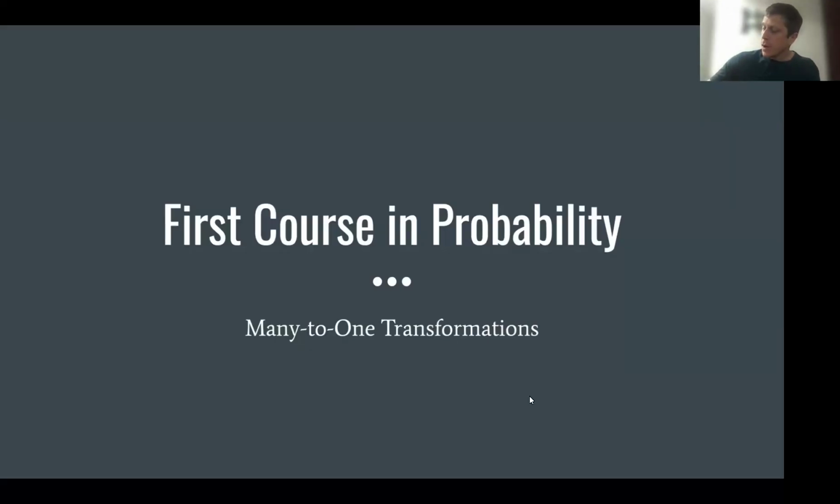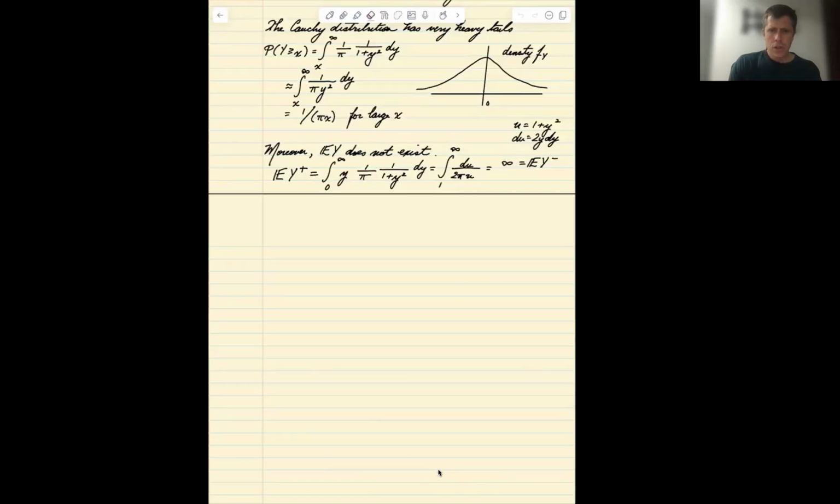All right, now we want to allow ourselves to take not just monotone transformations, because sometimes we want to study more general functions of random variables. So we cover that under what's called a many-to-one transformation. In a many-to-one transformation, there are many potential values, more than one value of x, that can go to the same value of y.